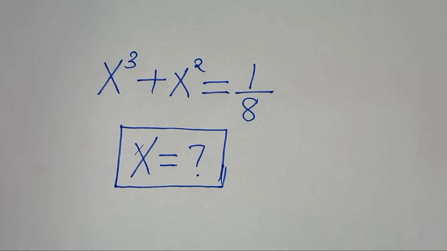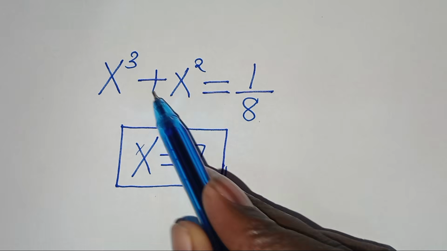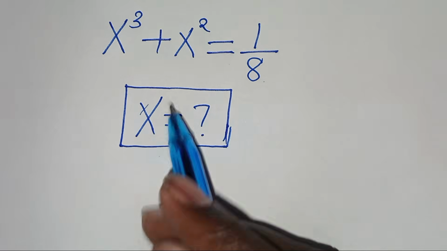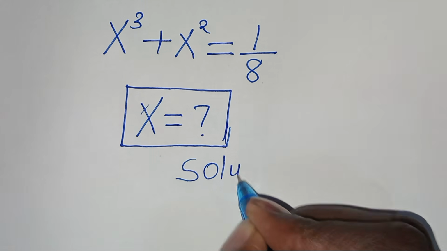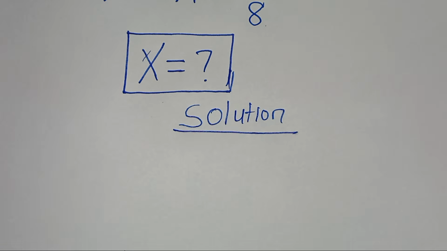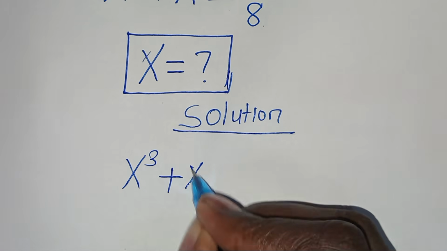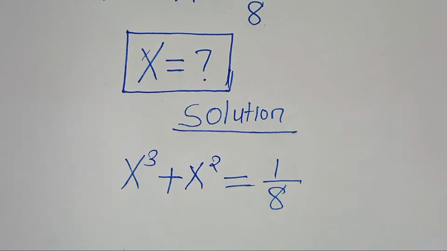You're welcome to solve this nice algebra problem, which is x to the power of 3 plus x to the power of 2 equals 1 over 8. So what are the values of x? Let's provide a solution from here. We have x to the power of 3 plus x to the power of 2, and this is equal to 1 over 8.